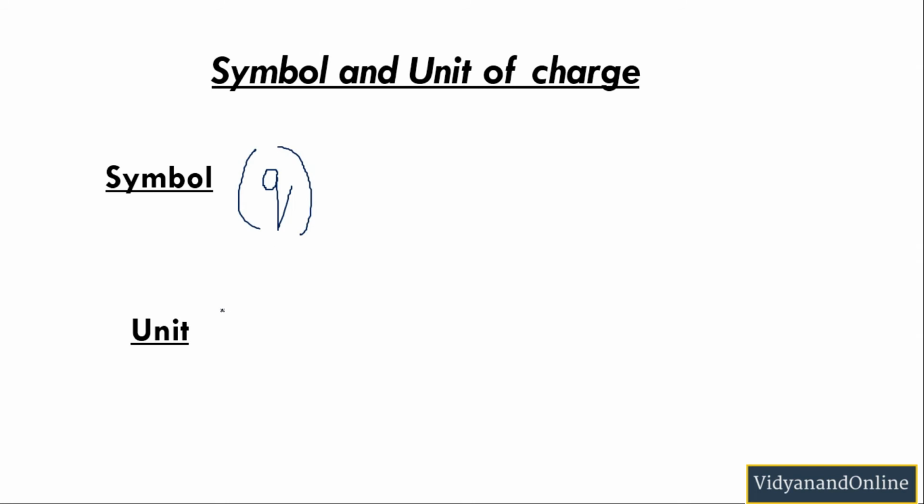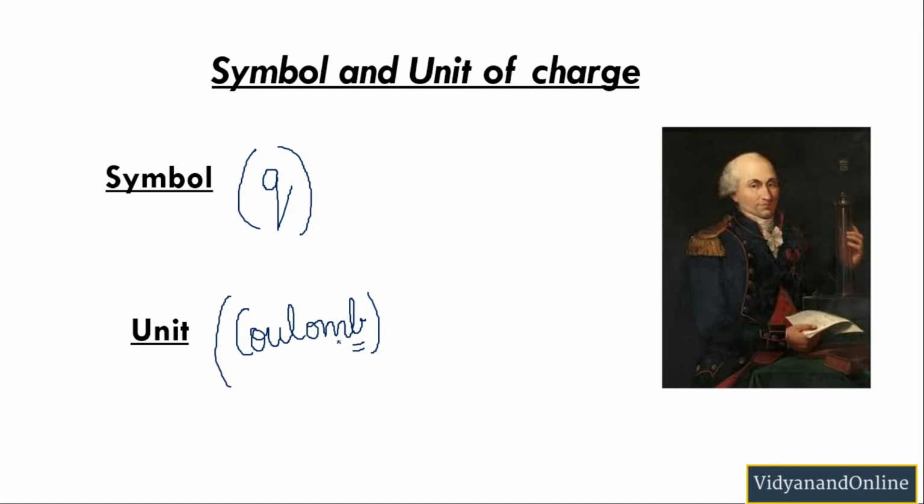Now talking about the unit, so the unit of charge is coulomb, C-O-U-L-O-M-B. So when you pronounce it, B is silent, it is coulomb. Okay, so this unit was named after the scientist Charles Augustin Coulomb. So he was the French physicist who did a lot of work in understanding the charges. Now the short form of Coulomb is capital C. So you can represent the Coulomb as capital C also.